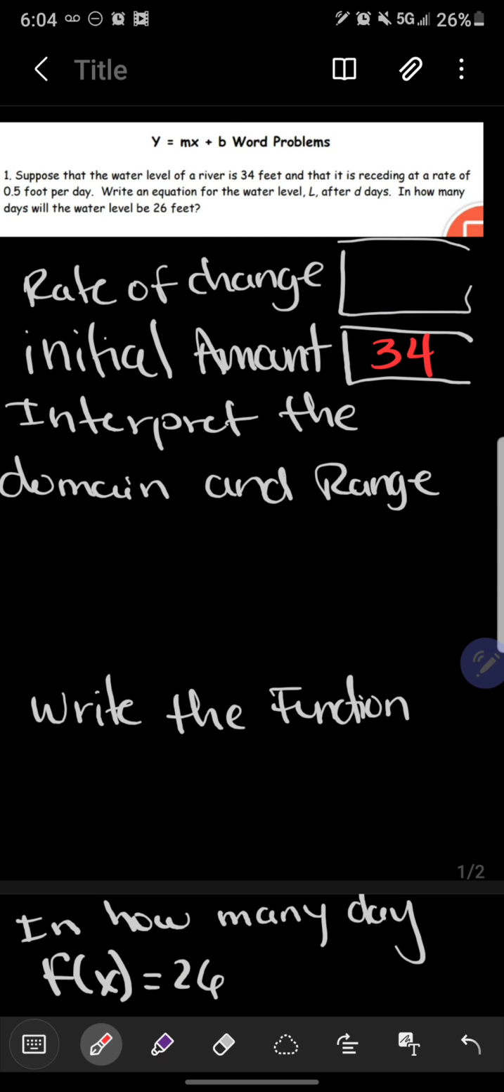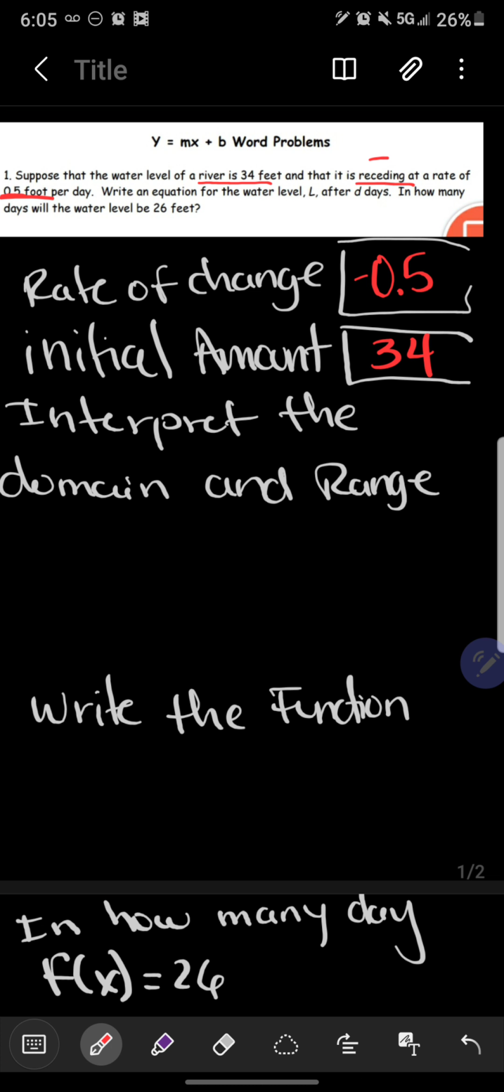Okay. And now I'm going to look for the rate of change. So if this 34 is the initial amount, then I have this other amount that says per day. So that means that is constantly happening per day. Now, is it going to be adding to 34 or taking from 34? Well, the keyword here says receding. And receding means minus because it means decreasing. The river level will be decreasing. So I'm going to put that the river is decreasing by 0.5, right?